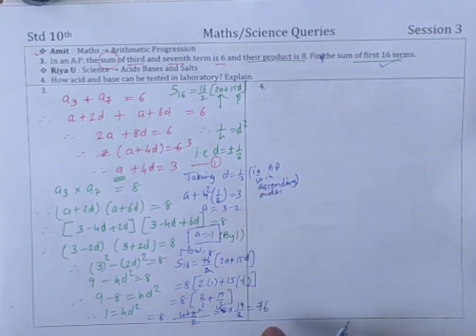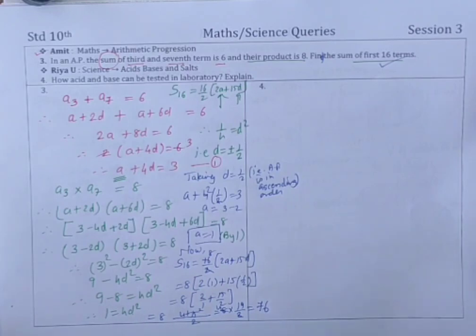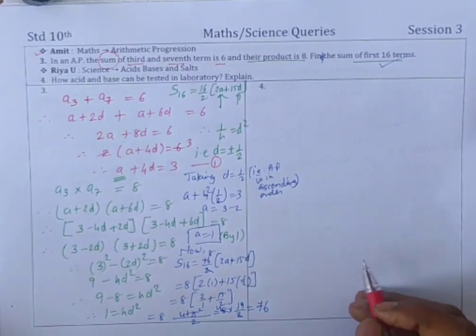आप असेंडिंग ऑर्डर में लोगे तो 76 आएगा. डिसेंडिंग ऑर्डर में लेंगे तो भी टर्म तो वही रहेंगे. सो इट विल बी ऑल्सो 76. सम विल बी 76. इज दैट क्लियर?